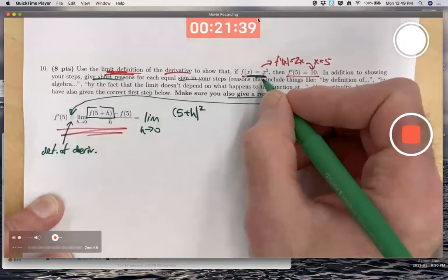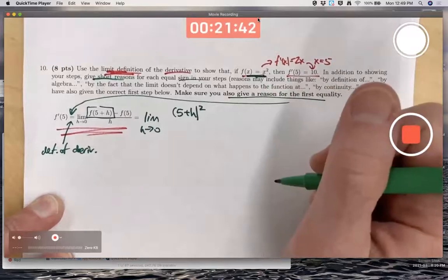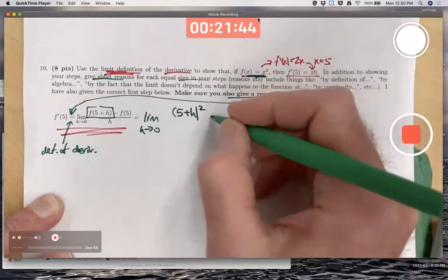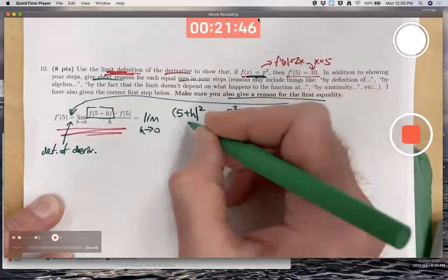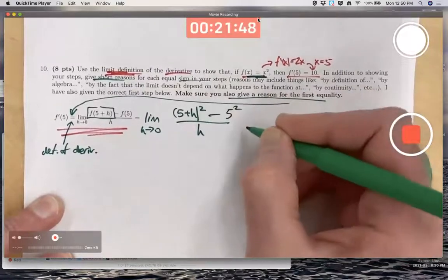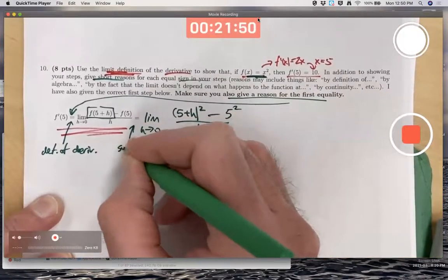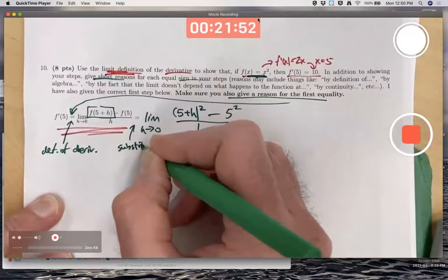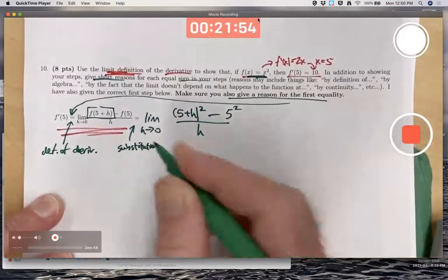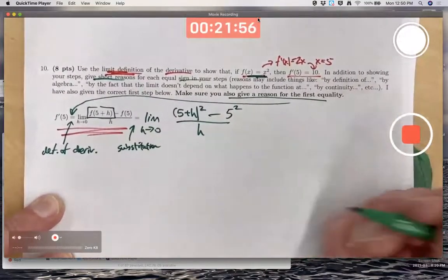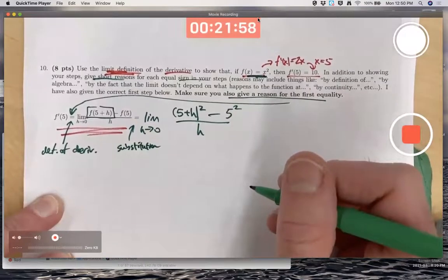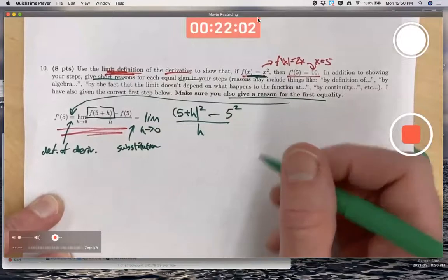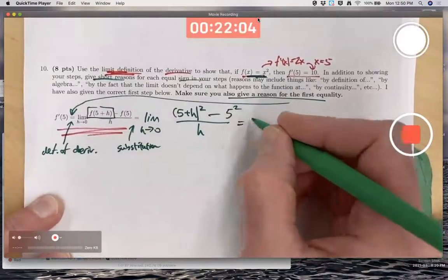If the function were x cubed, it would be 5 plus h quantity cubed. F of 5 is 5 squared, 25, divided by h. That's just substitution. We just substituted 5 plus h into the function. We also substituted 5 into the function. Nothing much going on there, but you've got to understand what to do. You've got to understand the meaning of the notation.